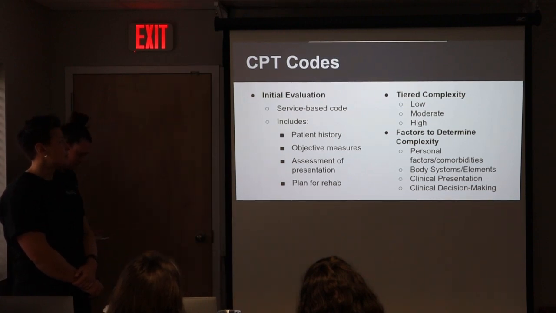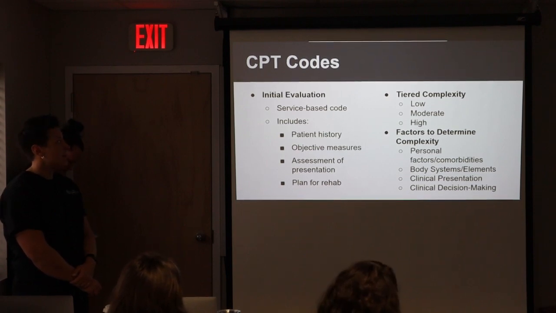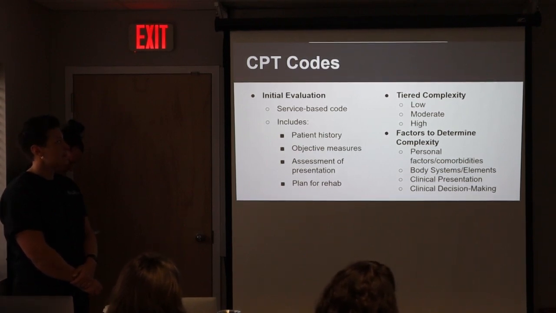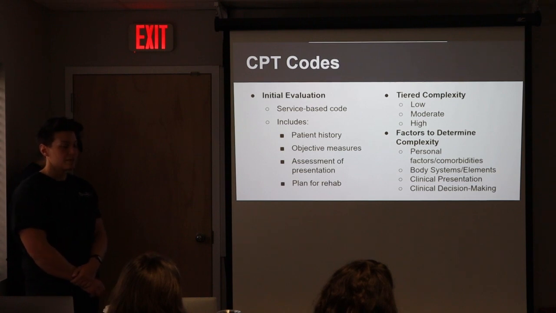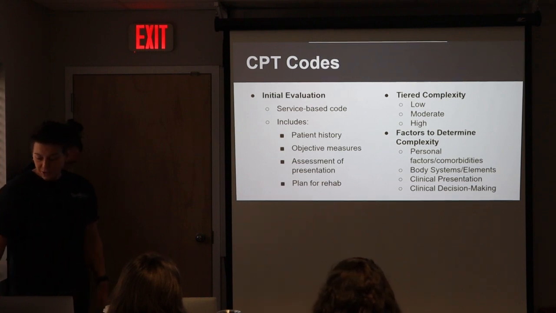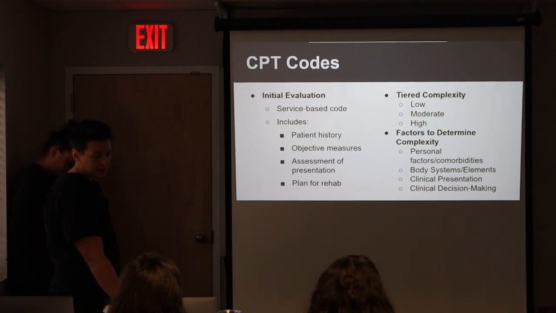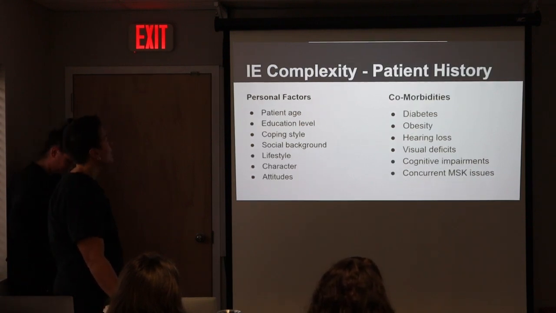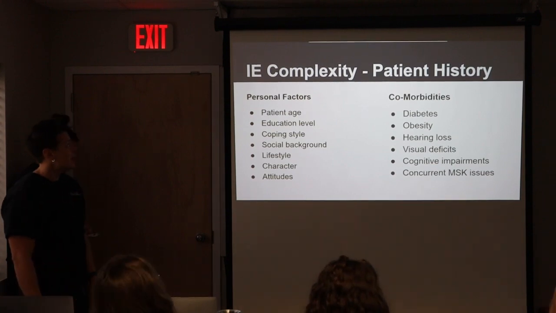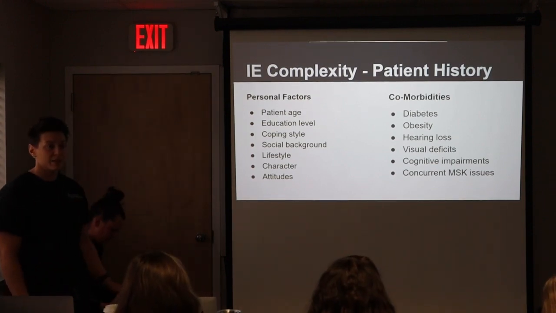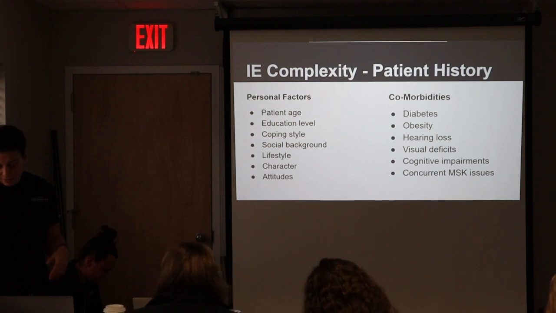And it's going to include the patient history, objective measures, assessment, their presentation, and plan for rehab, so we all know that. And then there's a low, moderate, and high as far as tiered complexity, and then those 4 factors determine the complexity that we choose, and that's going to determine which code we select. 97161, look at that. So we're going to go through establishing complexity. So that's like your barriers to rehab, kind of towards the end of your note.